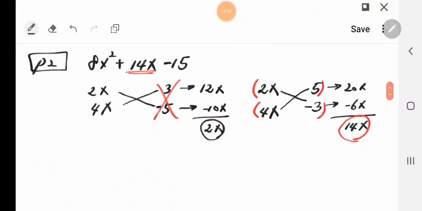So this is equal to 2x plus 5, 4x minus 3.